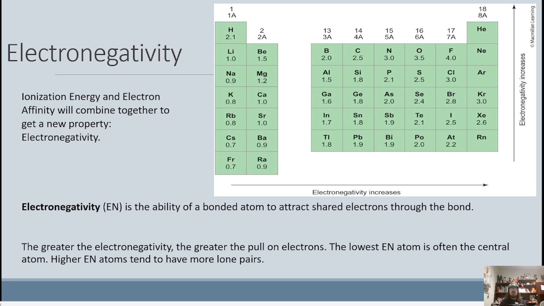Electronegativity is the ability of a bonded atom to attract the shared electron set through the bond. So when we imagine the covalent bond, the electrons are being shared in that center. Well, the thing of it is, they're not always being shared equally. So they're not always perfectly in the center. They might be moving to one side, towards one atom or the other.